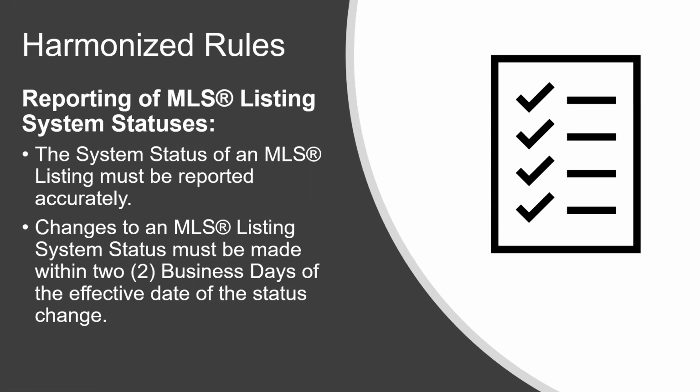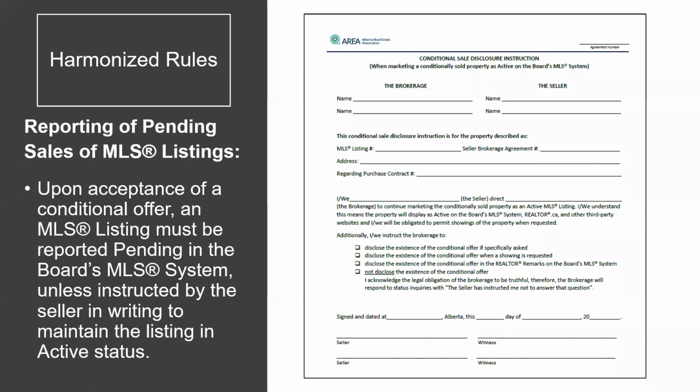In your course material, there's some information you're going to want to review on pages 57, 58 about the harmonized rules around status changes. I will allow you to review that material. There is also an updated version of the conditional sale disclosure instruction. Remember, again, they've done away with the under contract status, and they've just rolled it under pending. Again, make sure you understand these harmonized rule changes, which are now applicable across Pillar 9, so for all 9 boards across the province. And again, make sure you familiarize yourself with this new conditional sale disclosure instruction as well.